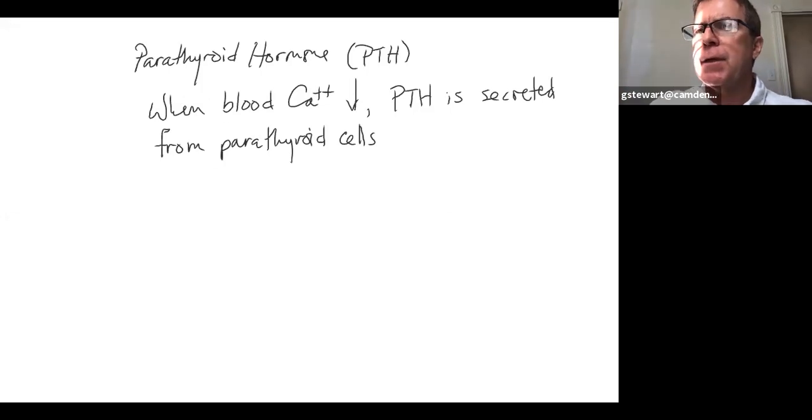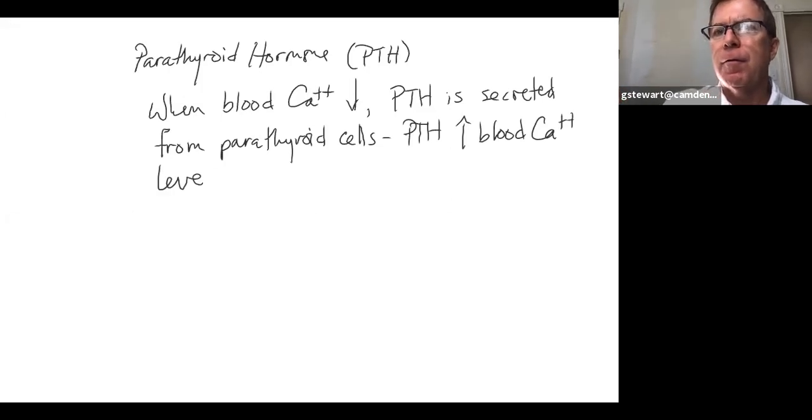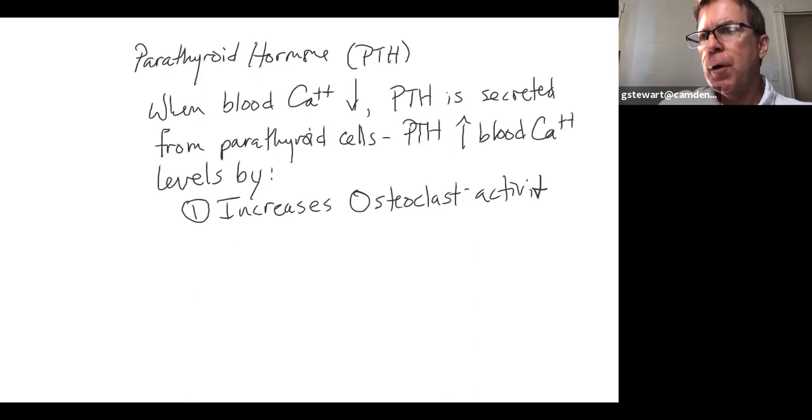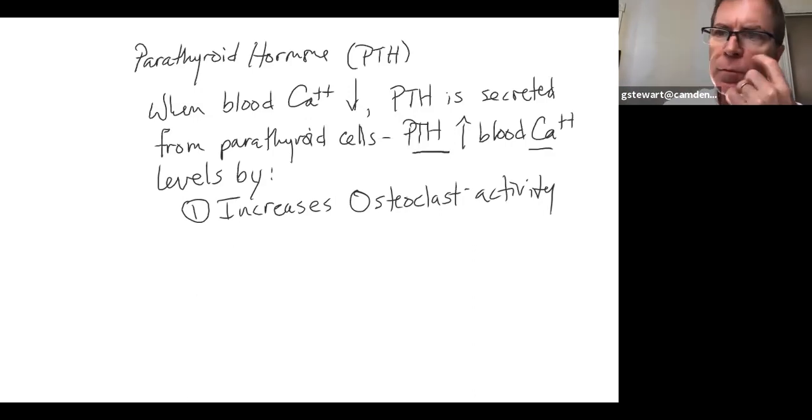So I'm going to say PTH increases blood calcium levels by: First, that hormone increases osteoclast activity, stimulates osteoclasts to go to work. And we just discussed that when osteoclasts dissolve bone matrix, it releases calcium into the blood. That raises blood calcium levels.